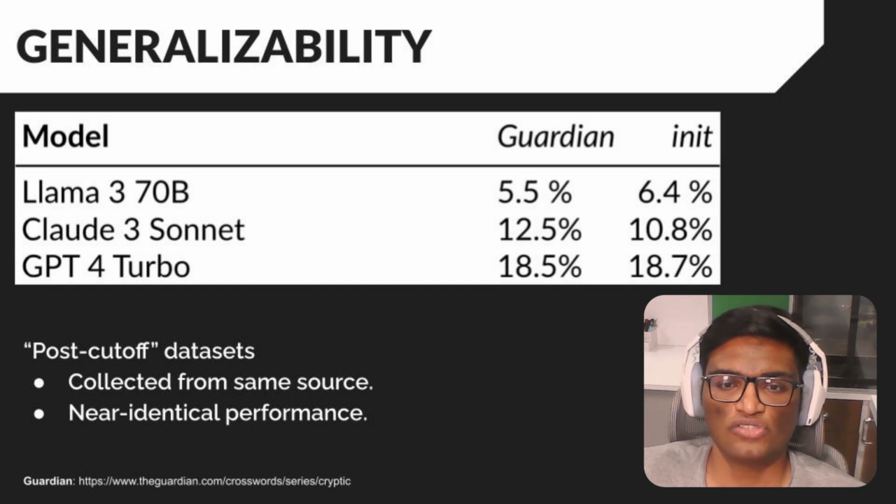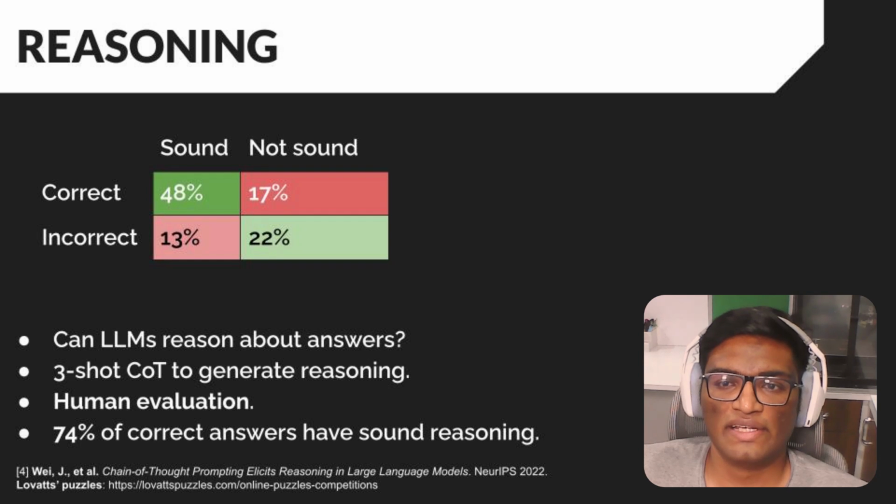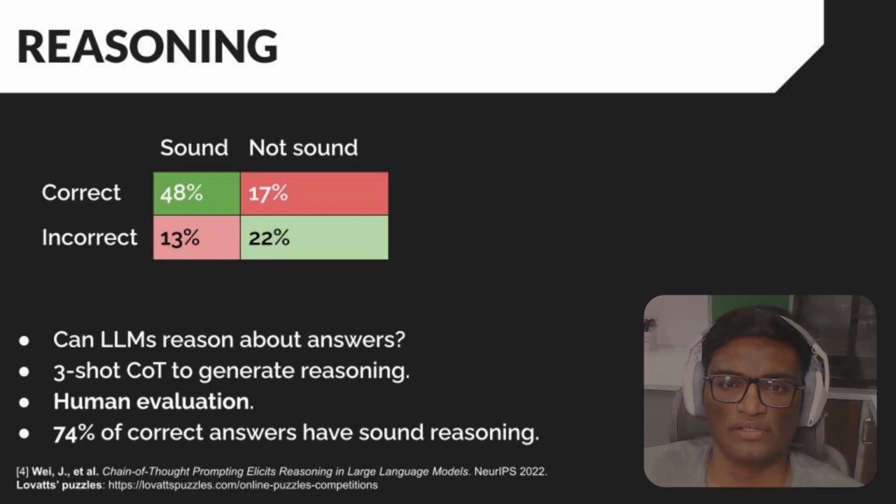This dataset has also been cross-referenced against a large database of old crossword answers to ensure there are no duplicates. We find no appreciable difference in performance, leading us to conclude that these models have the ability to generalize beyond potential contamination. We also tested the reasoning abilities of these models in this regard. A thought chain corresponding to a clue was generated with a three-shot chain of thought prompt, which was then evaluated for logical soundness and factual accuracy. Turns out 74% of correct answers are accompanied by sound explanations for the solution.